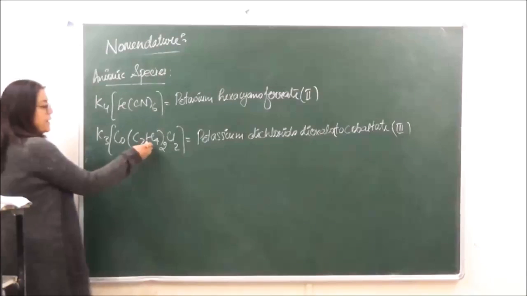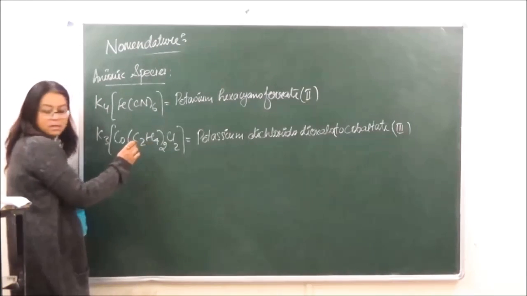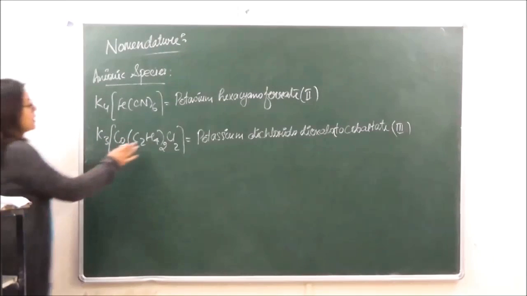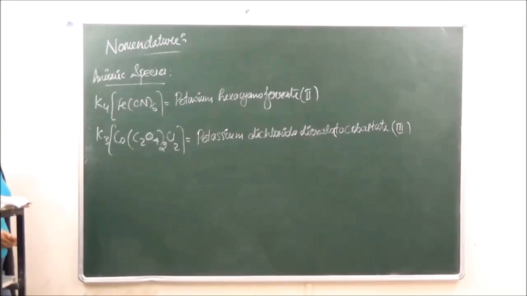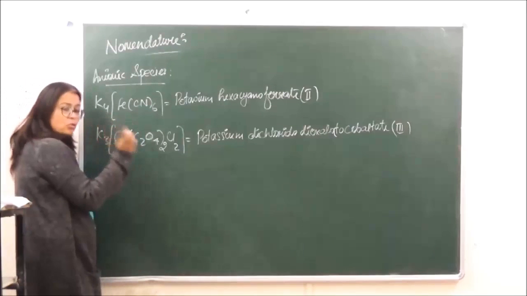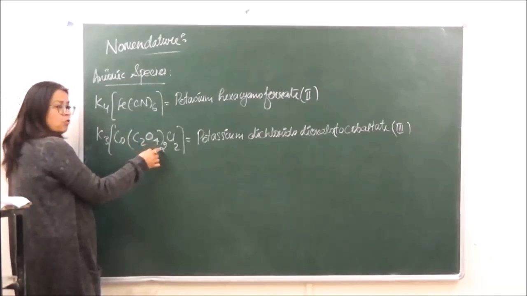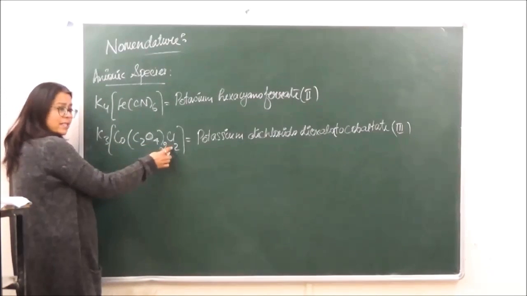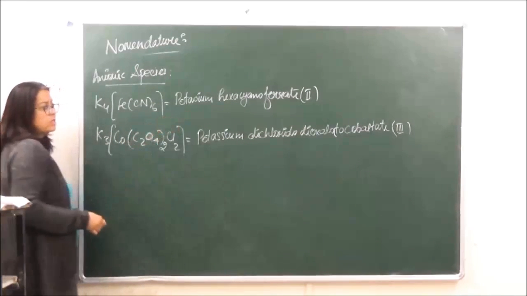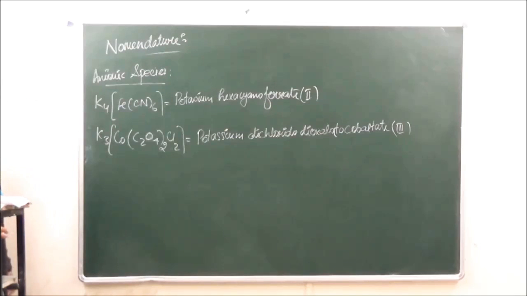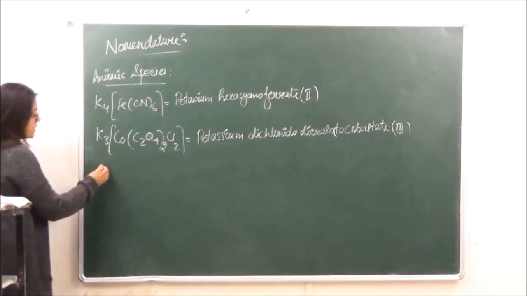Okay? Here oxalato is given, so here you have to take C2O4, not C2H4. Oxalate has 2 negative charge, 2 into 2, 4, and these are 6, minus 6 plus 3, that is equal to 3. So the oxidation state comes as 3. Okay? Let's take another example over here.